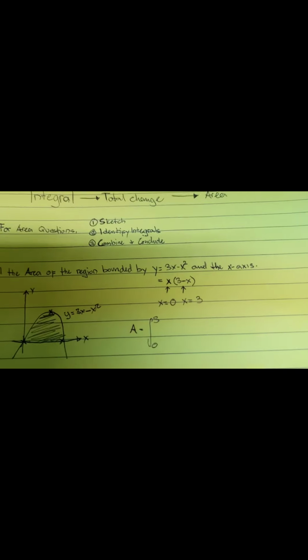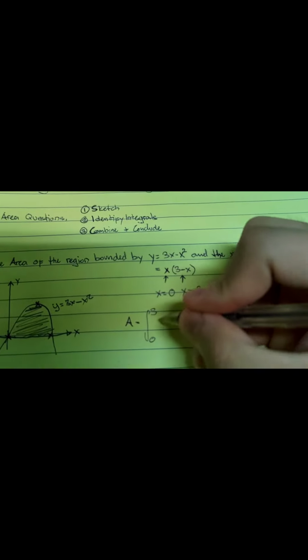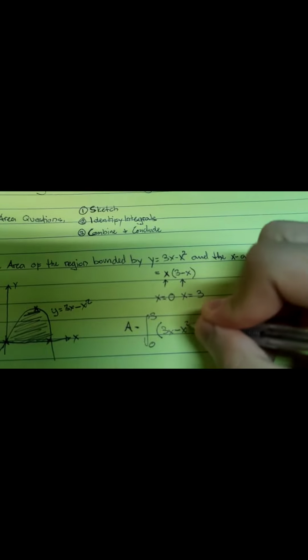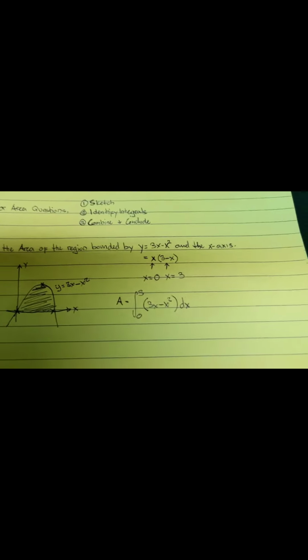So what are we going to integrate? Here we have 3x minus x squared, and don't forget your dx. Somehow you know how to integrate this now.